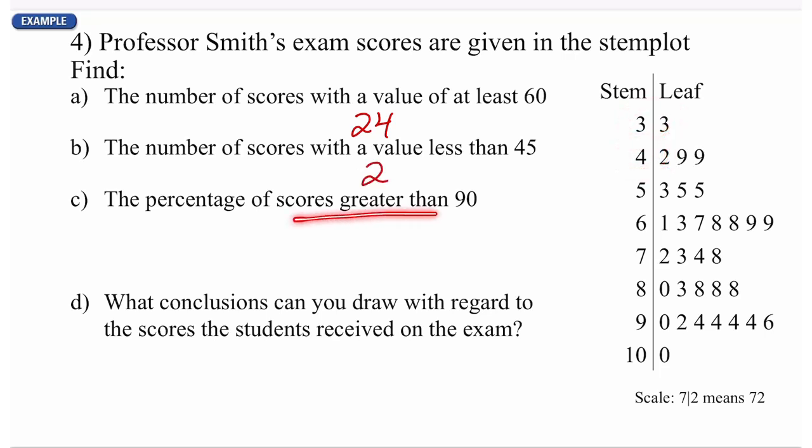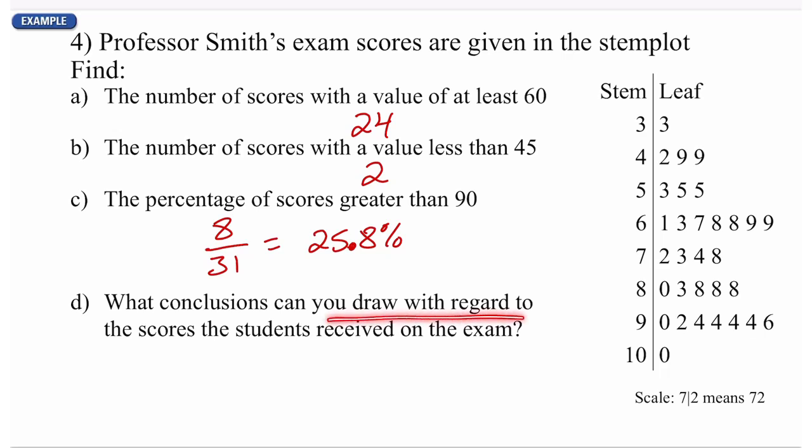Find the percentage of scores that are greater than 90. So you want to look at all of these scores and then divide by the total number of scores that you have. So you also need to count out the total number of scores that you have. Well, there are 8 that have a score of greater than 90. And there are a total of 31 scores. So that makes a percentage of 25.8%.